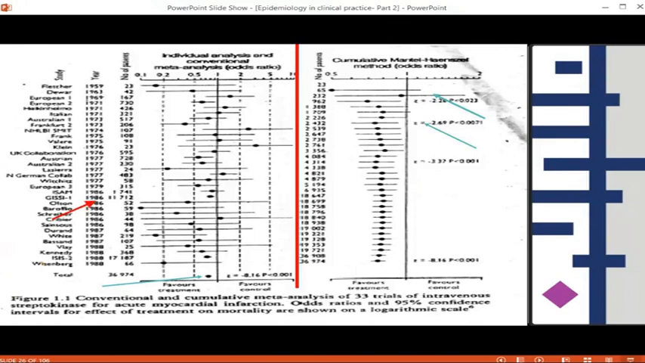But what did the world do? It kept randomizing patients. So in 1986, we had GISSI-1, which randomized 11,712 people. When you had ISIS-2 in 1988, 17,000 odd people were randomized.